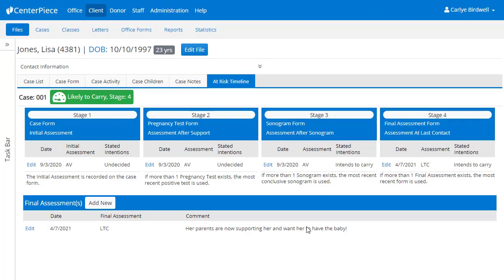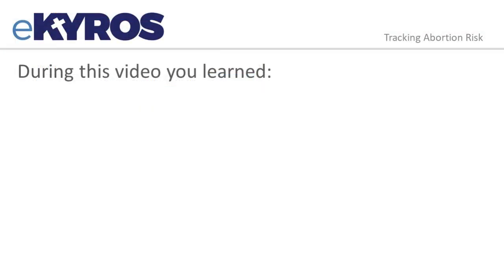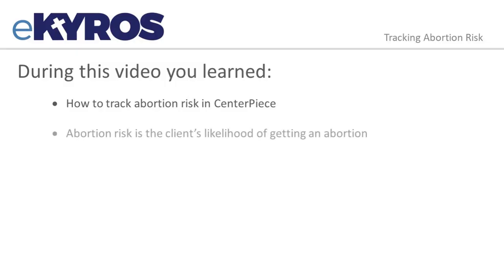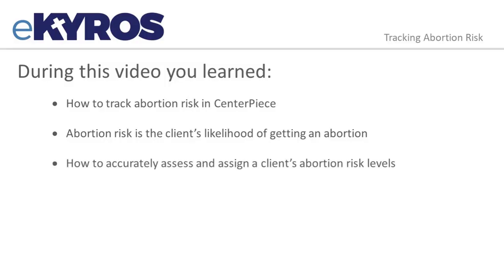Okay, well that's about it for the at-risk timeline. In summary, during this video, you learned how to track abortion risk in Centerpiece at each stage of the pregnancy support cycle within a case. You learned that abortion risk is the client's likelihood of getting an abortion. You also learned how to accurately assess and assign a client's abortion risk levels.